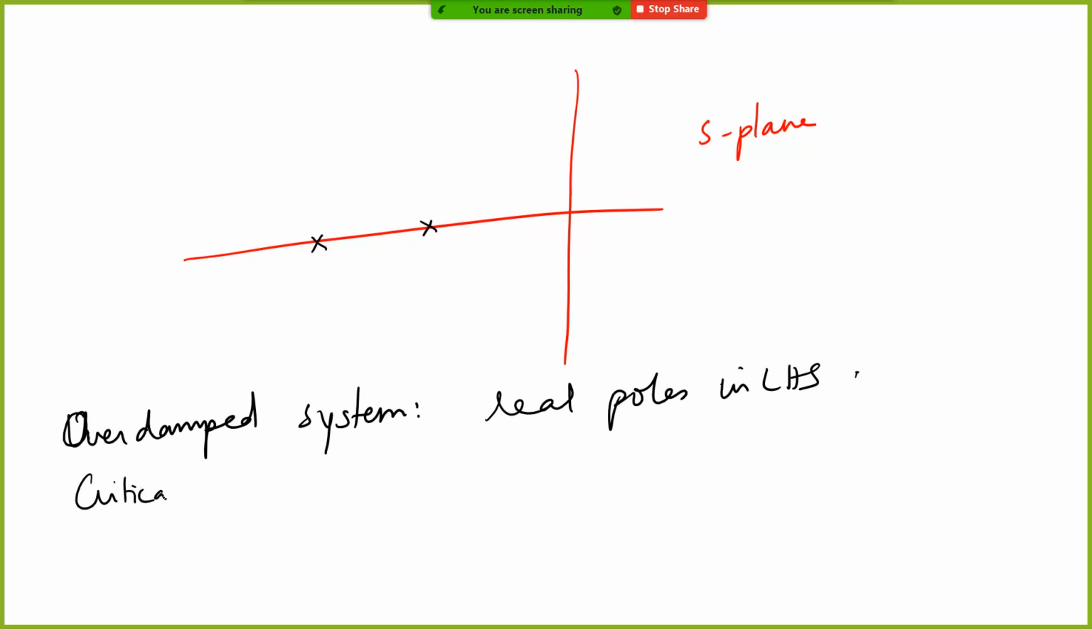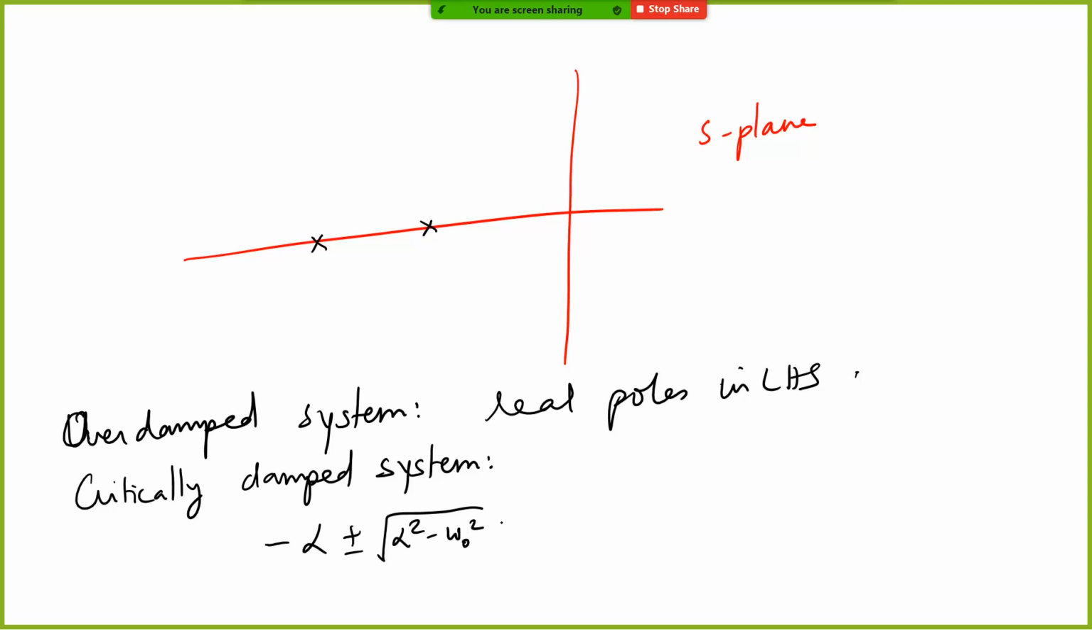For critically damped, how will your poles look? It's minus alpha plus or minus root of alpha squared minus omega naught squared. So alpha becomes equal to omega naught, a double pole. So you'll basically have two poles at S equal to minus alpha. Okay, you get it? So let me just say S1, S2, where it is overdamped.